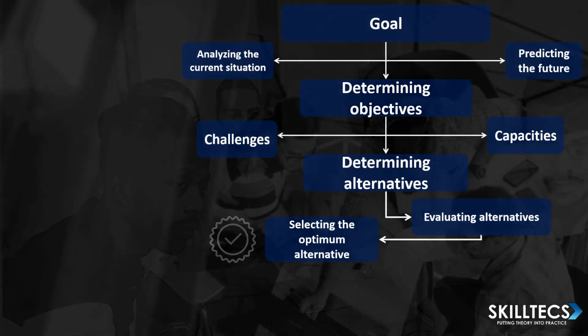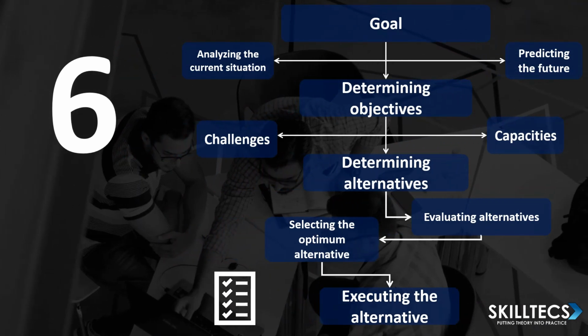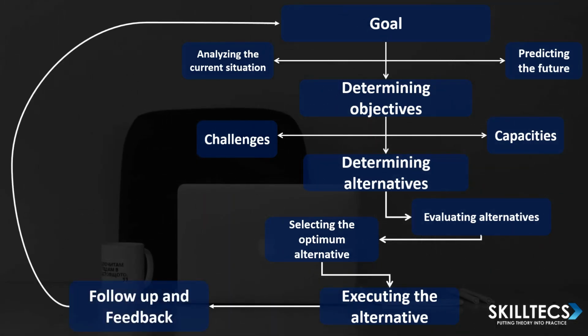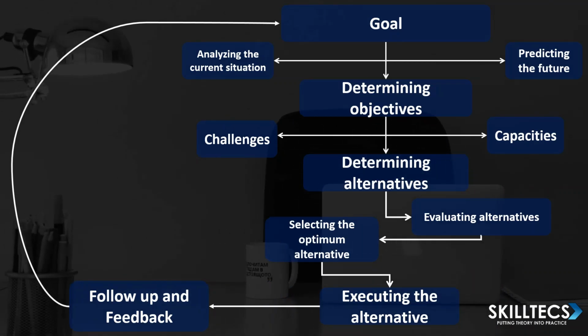Finally, execute the alternative. This is step 6 of the planning process, to put your plan into action. However, it is important to follow up and get feedback to make sure your actions are correspondent with the plan and to detect any setbacks in the execution.